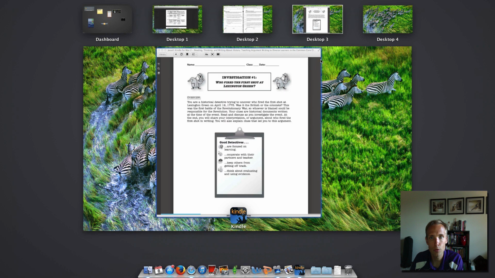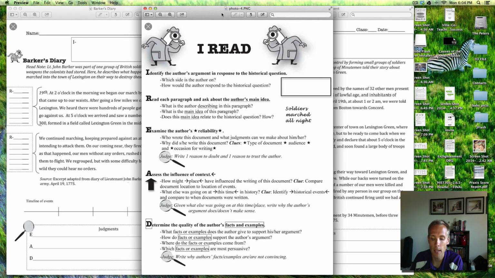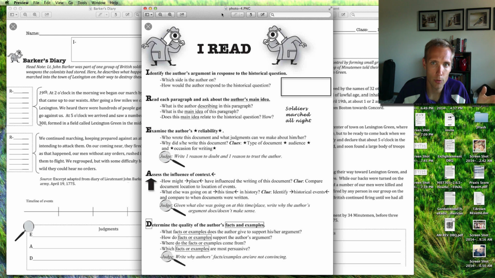So I want to remind you, you have a document, the I-read document, and we already looked at this once before with the Middle Passage, African slave trade. We looked at comparing the textbook and primary sources, and we're going to use the same document here to explore these two documents, one from a British lieutenant and one from the Minutemen, who were both at Lexington Green. They say who fired the first shot at Lexington Green.